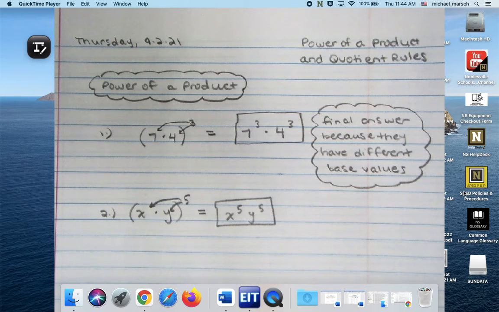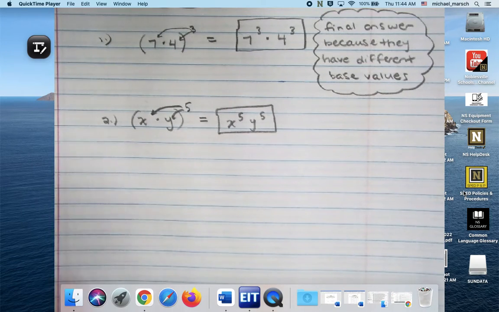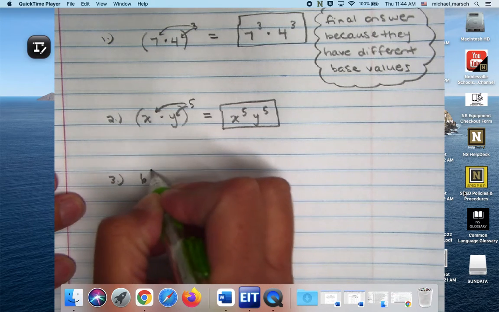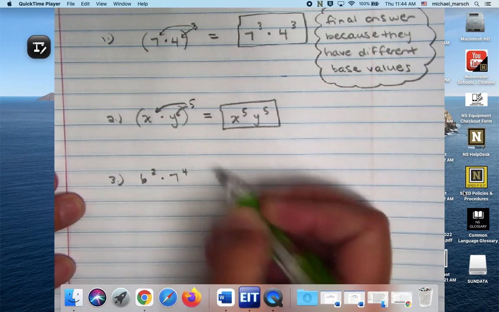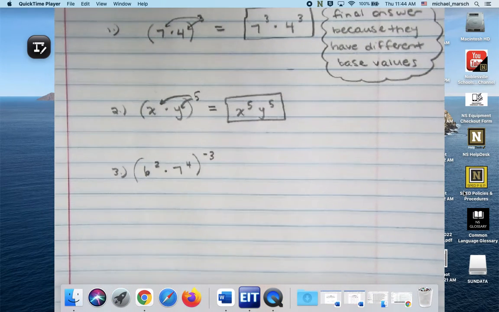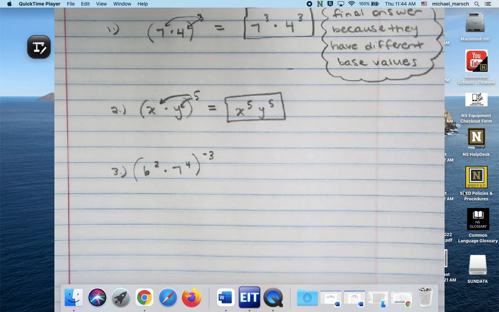You guys ready for a more challenging one? Okay. Six squared times 7 to the fourth raised to the negative third power. There's a little bit of everything in it. So we're going to take little steps at a time.